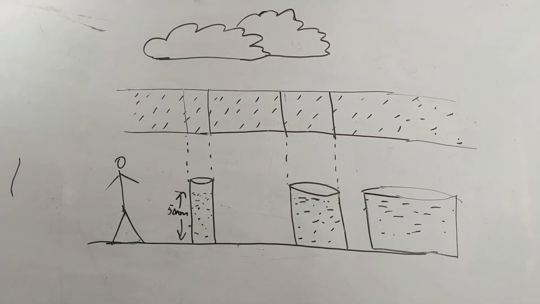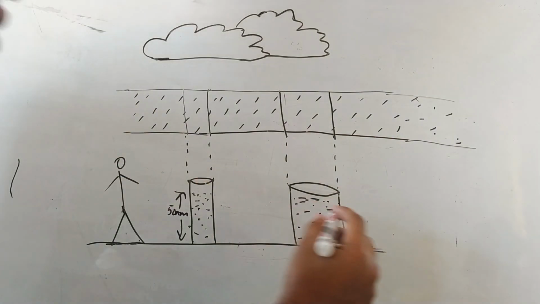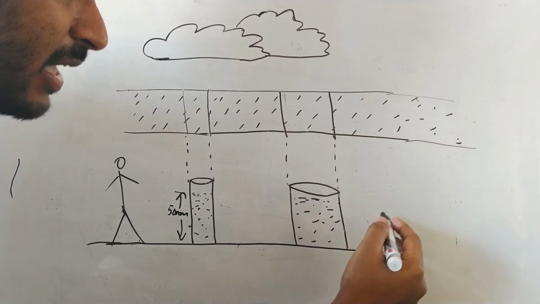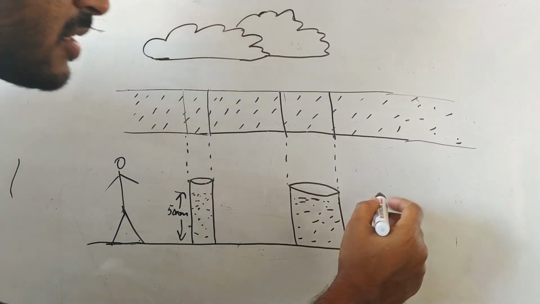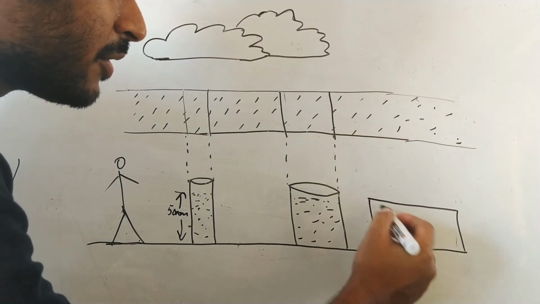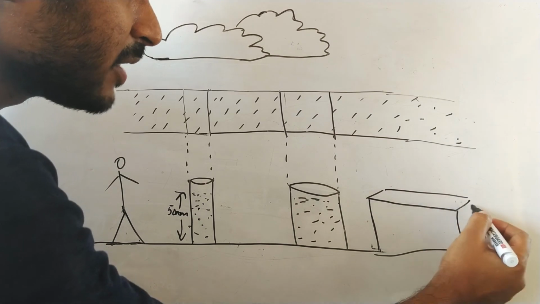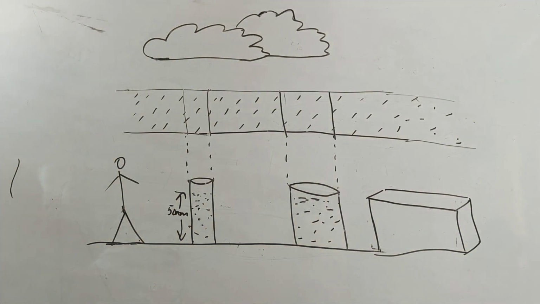And now something for you to think about. If I change this cylindrical container to a container of a different shape, let's say I don't use a cylinder but a cuboid shaped container, what do you think will happen now? This is something that you can think on your own. If you get the answer, please type it in the comment section.